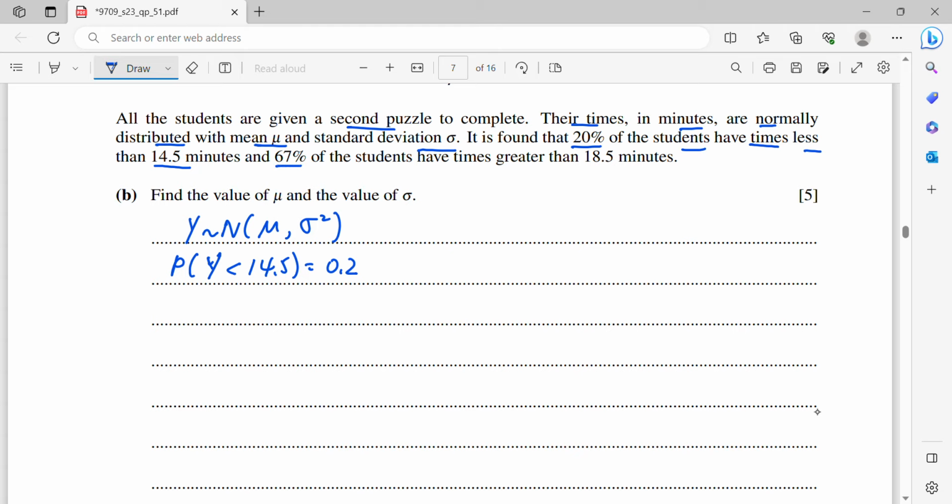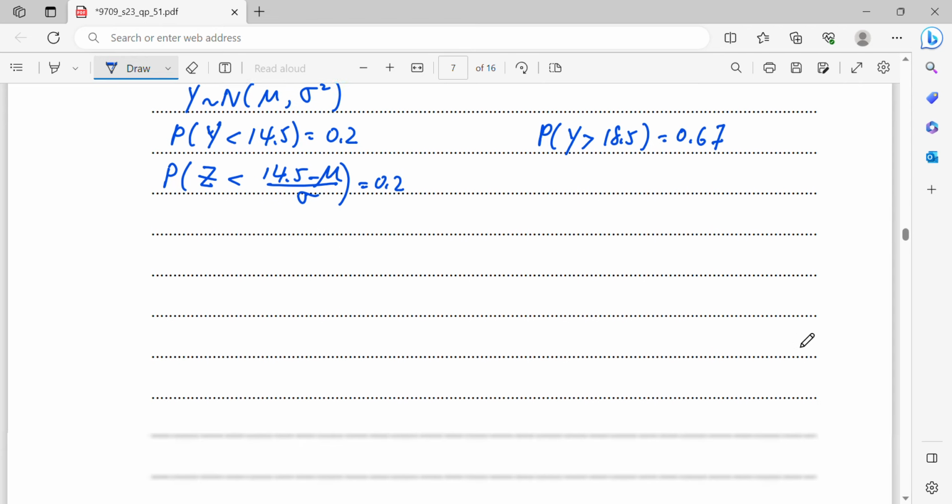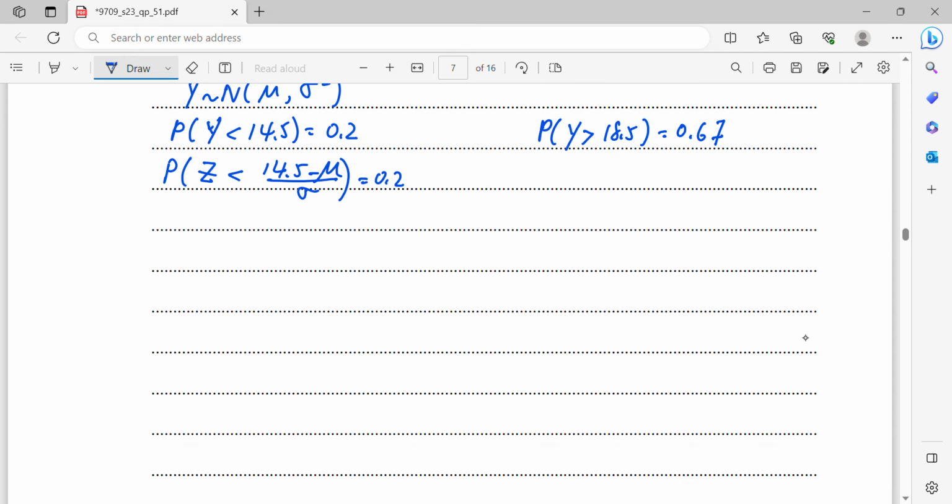And 67% of students have time greater than 18.5 minutes. So P(Y greater than 18.5) will be 67%. That means the probability is 0.67. Okay, so now B, find the value of mu and sigma. First of all, we need to standardize the Y. So when I standardize the Y, it becomes P(Z less than (14.5 minus mu) over sigma) equals 0.2. I will solve the first probability at this moment, followed by the second probability.